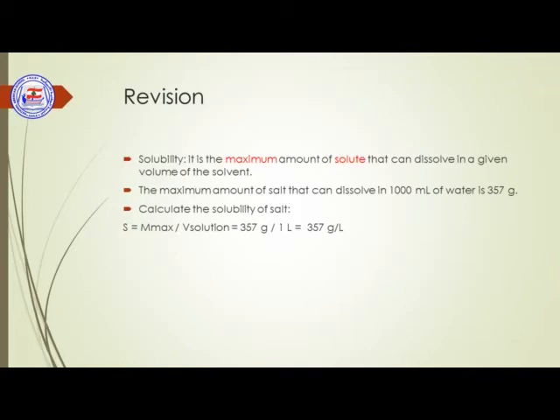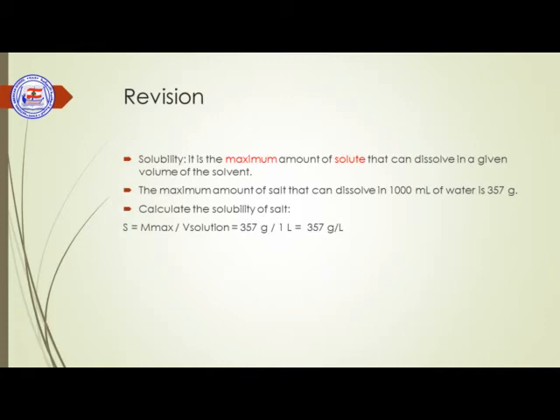Let's take an example. The maximum amount of salt that can dissolve in 1000 milliliters of water is 357 grams. So they gave us the maximum mass and they gave us the volume. The question is to calculate the solubility of salt.